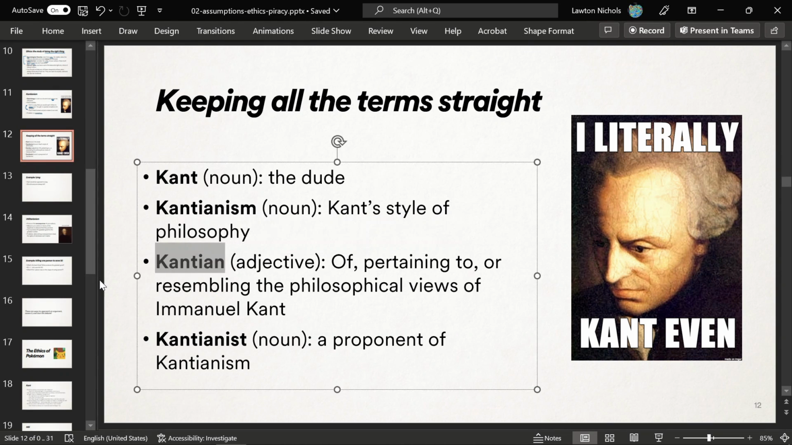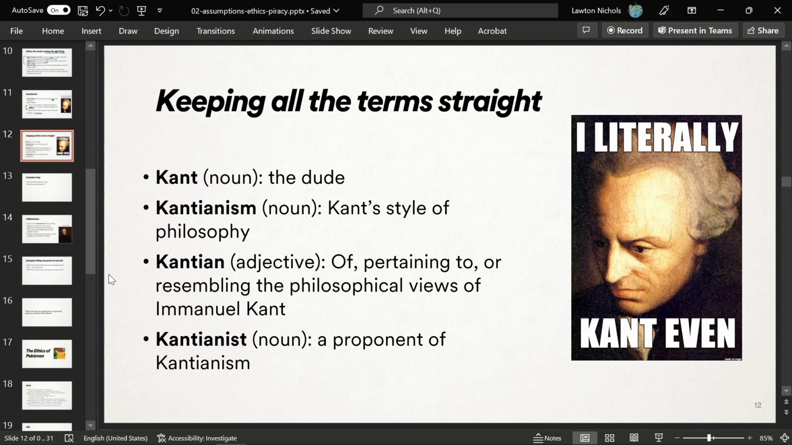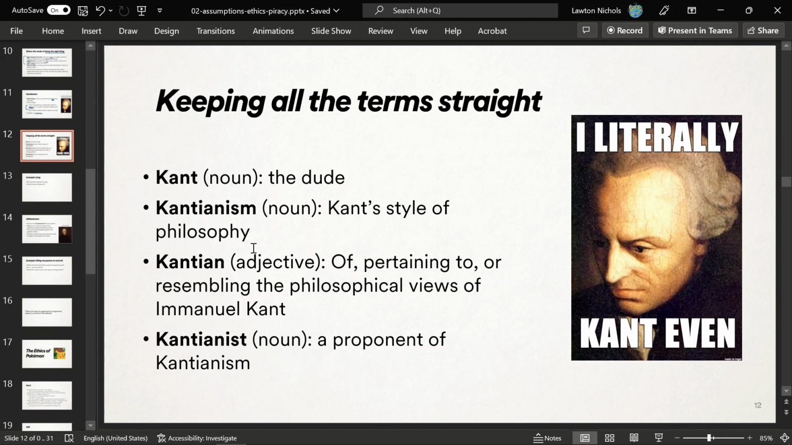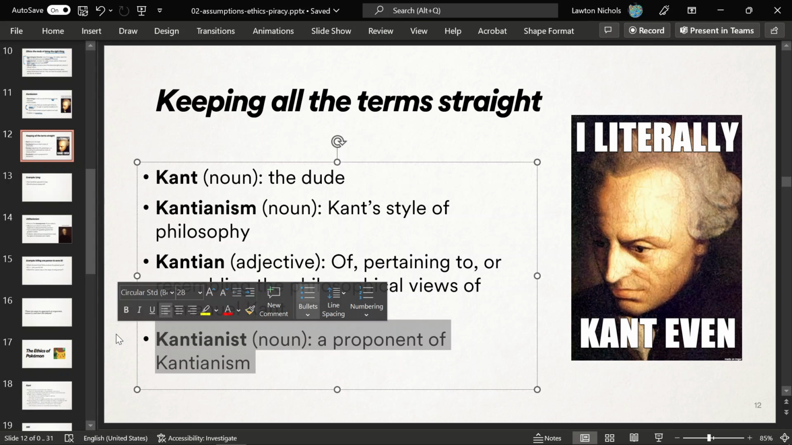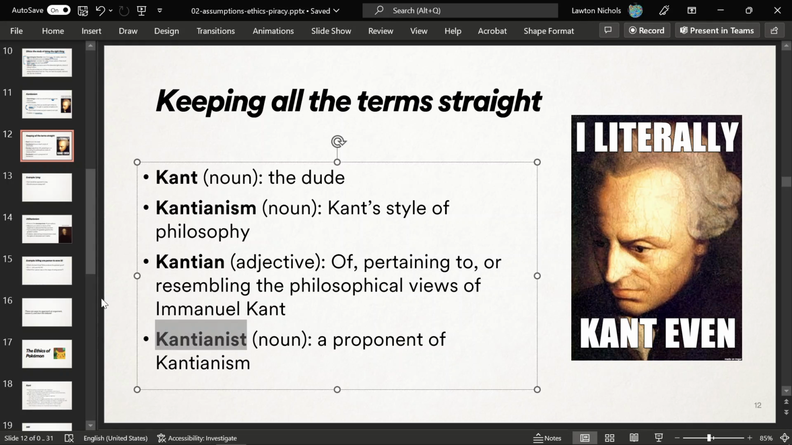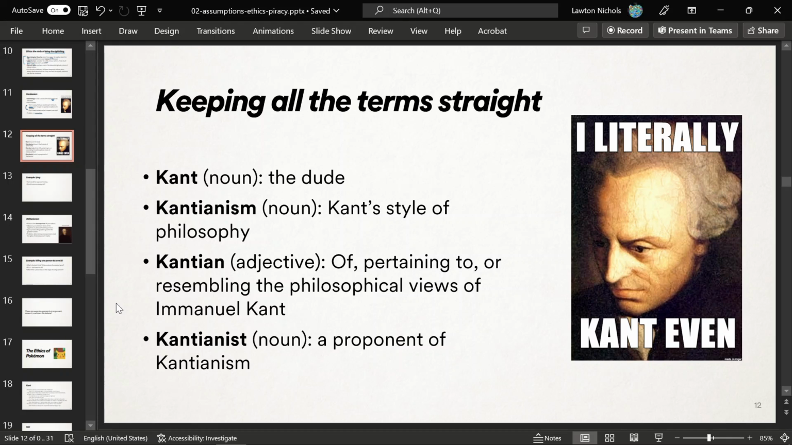Kantian is the adjective. So that was a Kantian argument. That is how you can describe something, okay? Of pertaining to or resembling the philosophical views of Immanuel Kant. So many big words for us today. So that's the adjective. And then finally, somebody who likes Kantianism, who follows their rules, who thinks as Kant would, is a Kantianist. Okay? That's another noun. Proponent of Kantianism. So hopefully this will help you keep the words straight on your essays. So I'm going to force you to say his name a few times. Now we know. All right?